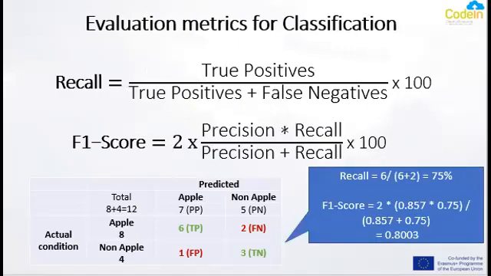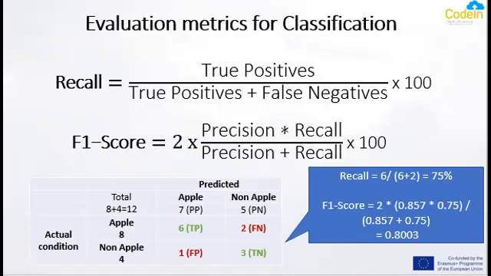Recall measures how well the model correctly identifies the positive outcomes. When considering the recall of the model, we divide the number of true positive predictions, which is 6, by the sum of true positives and false negatives, which is 6 plus 2, resulting in a recall of 0.75. That means that the model successfully identified 75% of the apples.